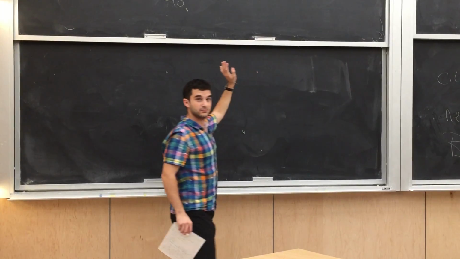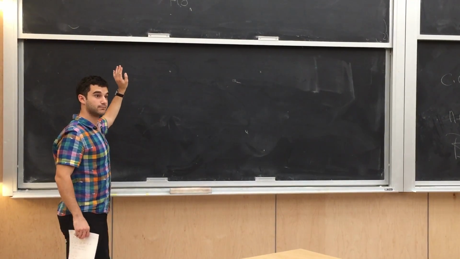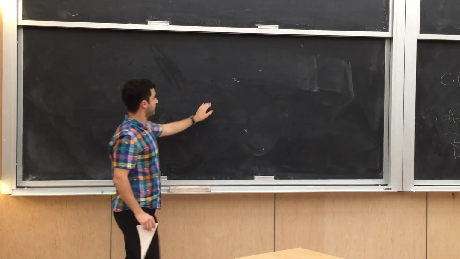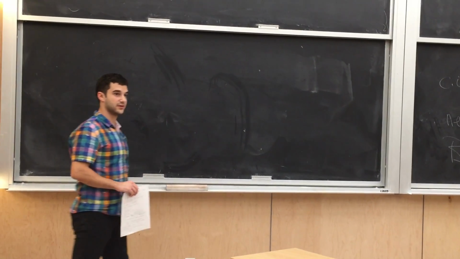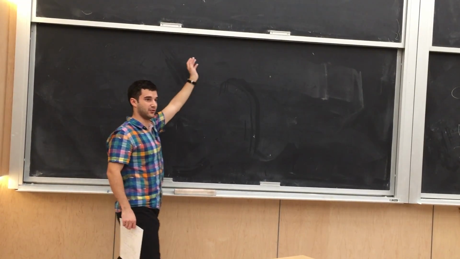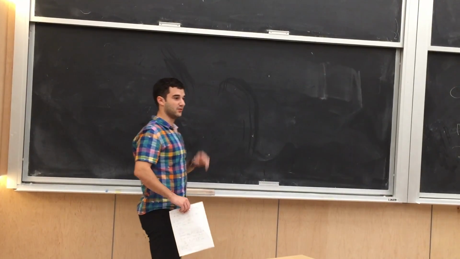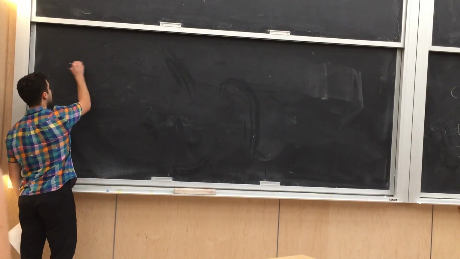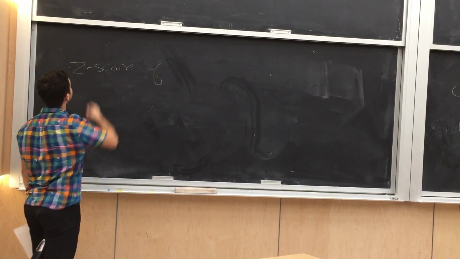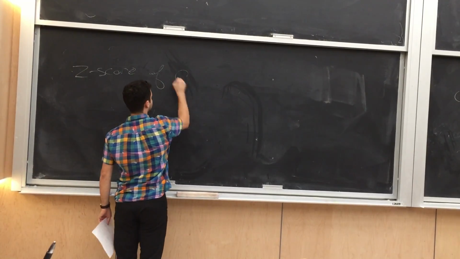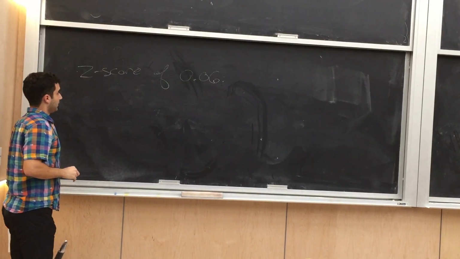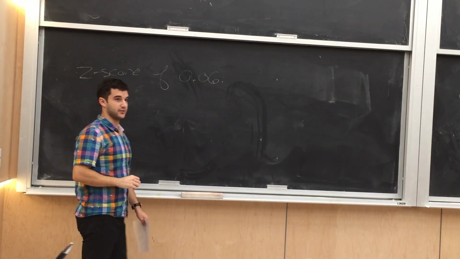Any questions about the p-value and what it's talking about? Okay. So how do we find that area now? What's the first step of finding some area under the normal distribution? The z-score. Yep, you always start by finding the z-score. So we want to find the z-score of that number, 0.06. And how do we do that?